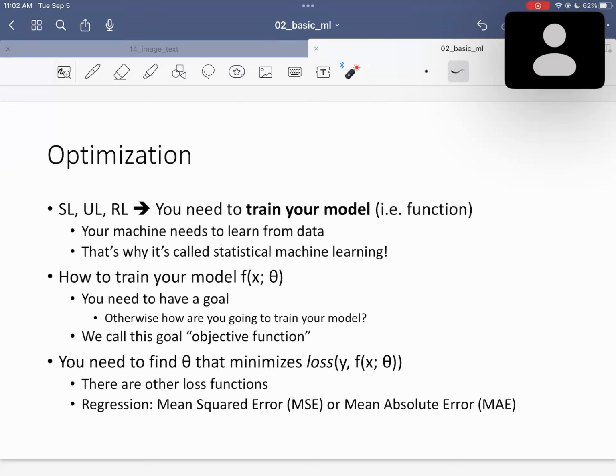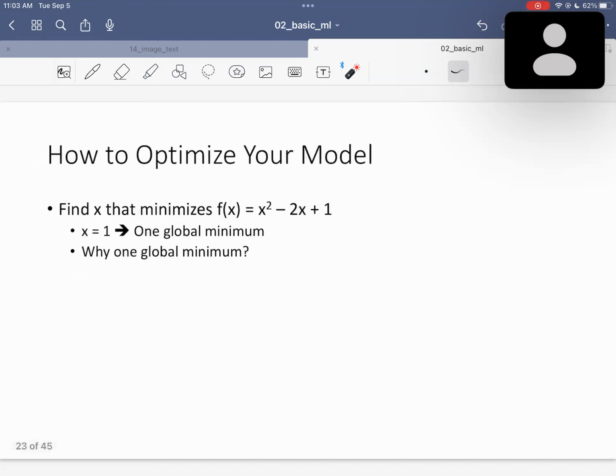And in GAN, there are other optimizations. GAN uses other objective functions. So there are a lot of different objective functions. So how to optimize your model? Find x that minimizes this function. As I said, we were talking about a quadratic function.